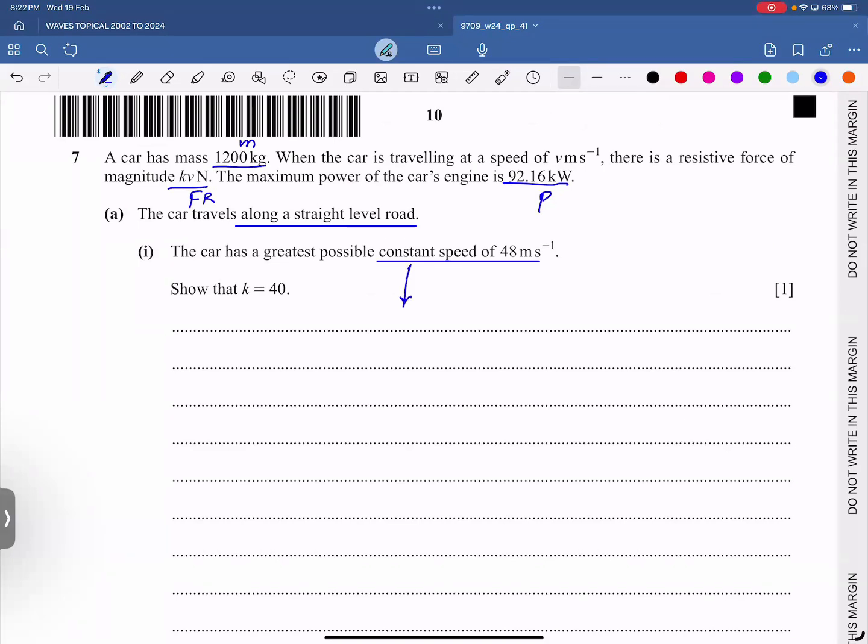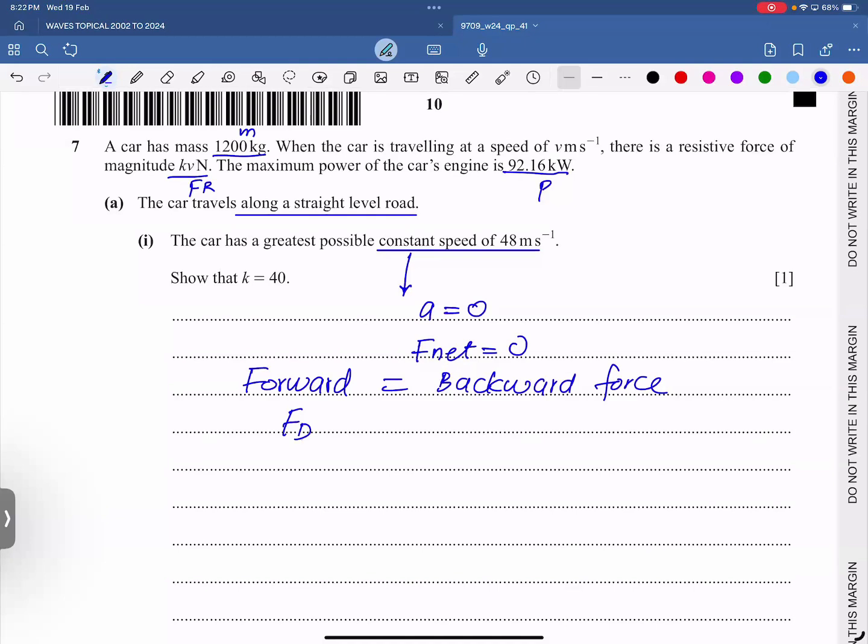Dear students, constant speed means acceleration is 0. Acceleration 0 means F net is 0. F net 0 means the forward force is balanced by the backward, which is the resistive force. Forward force is the driving force of the car. Backward is the resistive force. If you know the power definition equation, we know the power is driving force multiplied by velocity. So the driving force is power over velocity and resistive force is kV.